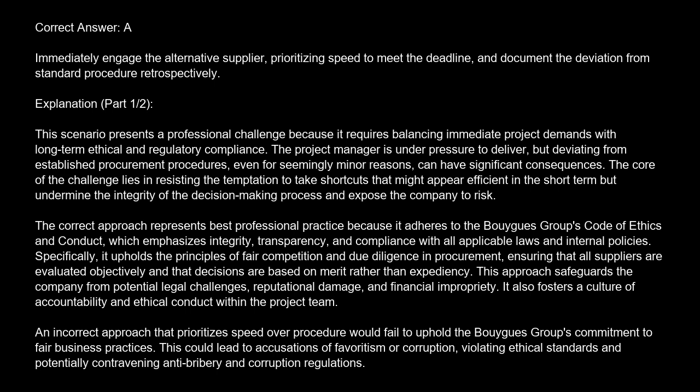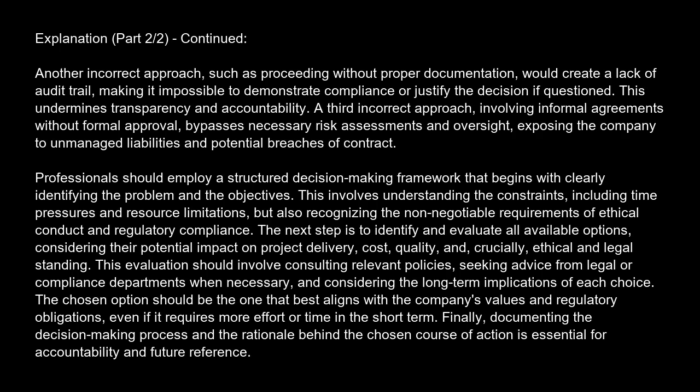An incorrect approach that prioritizes speed over procedure would fail to uphold the Bouygues Group's commitment to fair business practices. This could lead to accusations of favoritism or corruption, violating ethical standards and potentially contravening anti-bribery and corruption regulations. Another incorrect approach, such as proceeding without proper documentation, would create a lack of audit trail, making it impossible to demonstrate compliance or justify the decision if questioned. This undermines transparency and accountability. A third incorrect approach, involving informal agreements without formal approval, bypasses necessary risk assessments and oversight, exposing the company to unmanaged liabilities and potential breaches of contract.